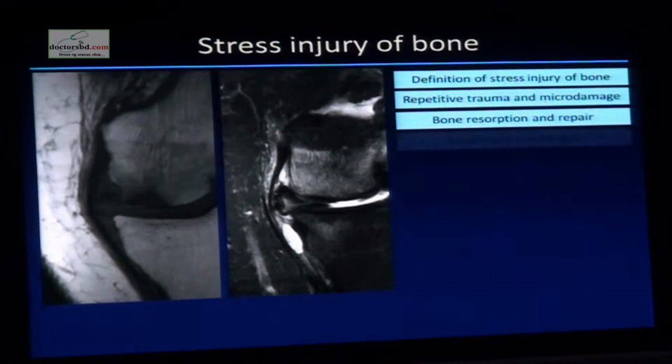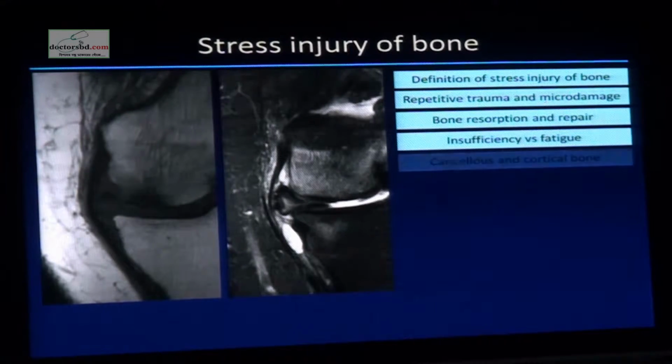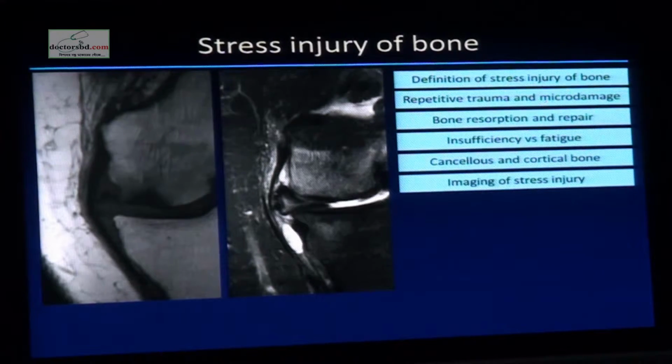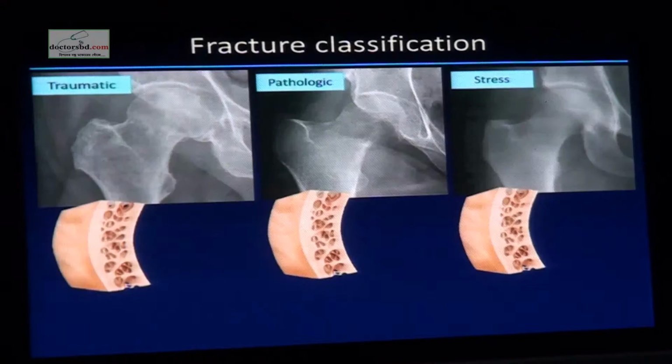And my objectives in this talk are to define what a stress injury is, to talk about the different concepts of repetitive trauma and micro damage that lead to stress injury of bone. We'll talk a little bit about how bone repairs itself. I will define the differences for you between insufficiency and fatigue fractures, the biomechanical differences between cancellous and cortical bone, and then we'll focus on imaging, and I'll present an MR imaging classification that is widely used.